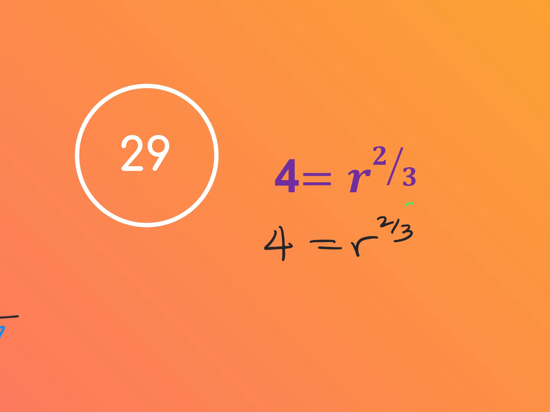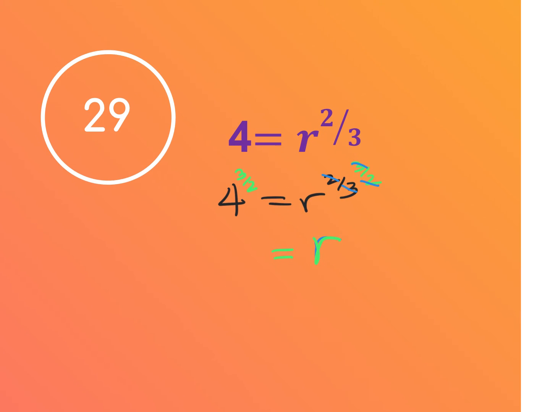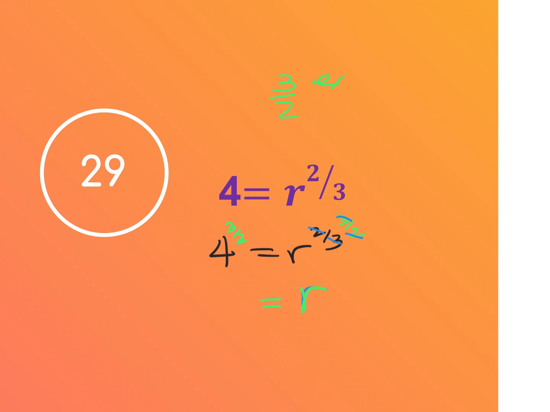So I'm going to raise both sides to the 3/2 power. This would simplify. This all becomes a 1. So I'm just left with r here. And then what I'm going to do here is I can do two things. I can either do the exponent first. So remember, when it's a fraction, this 3/2, the top is the exponent and the bottom is the root.